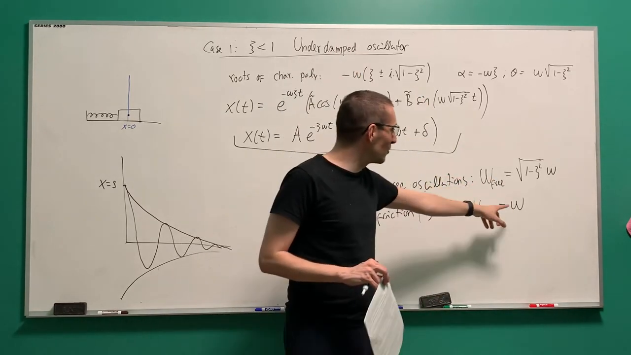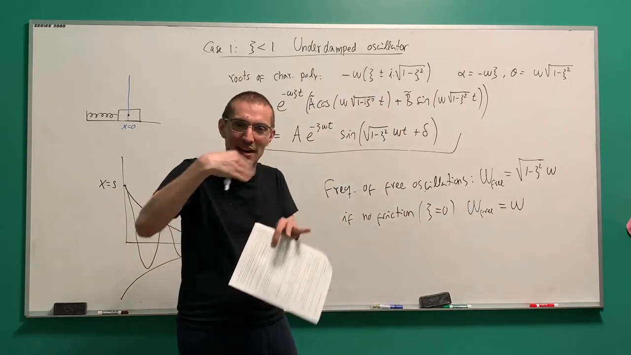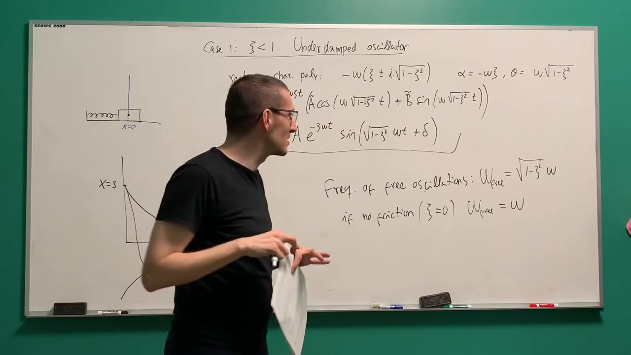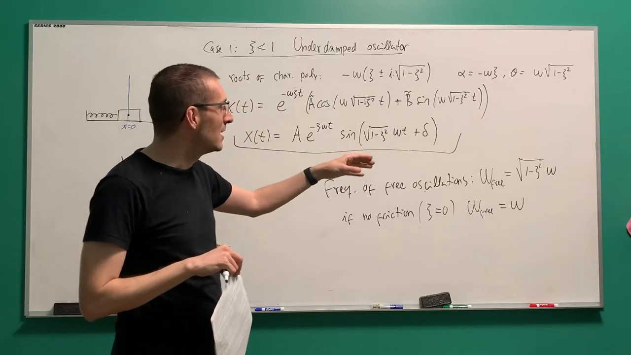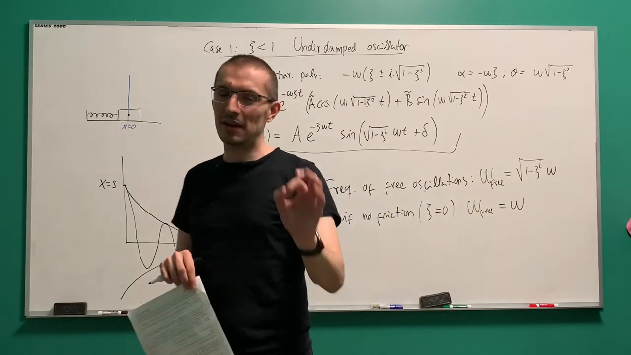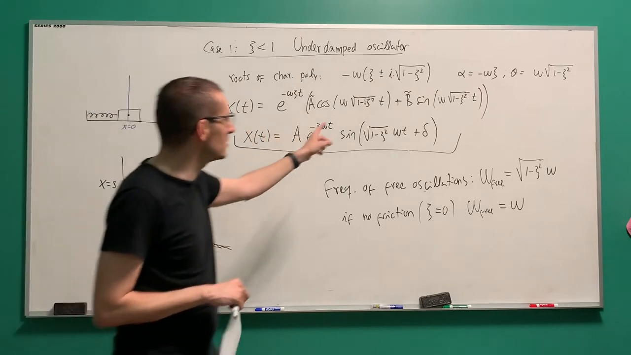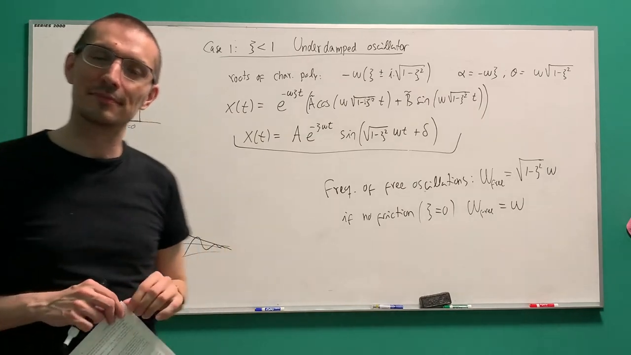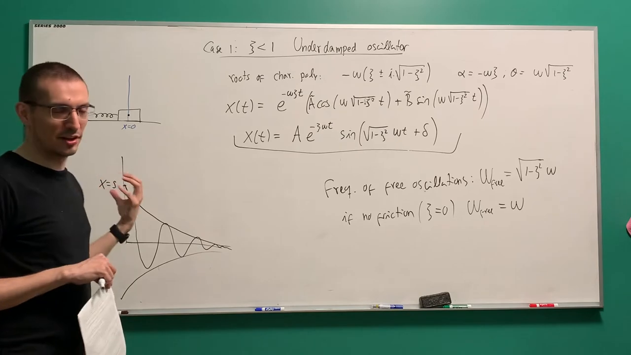But you see that the natural frequency, omega, is the frequency of free oscillation when you hit the oscillator and let it go, if there were no friction. If you can neglect the friction, that is the frequency of the oscillator. If friction is zero, it's equal to the frequency of free oscillations, but if you have friction, the frequency of free oscillations is different from the natural frequency omega.